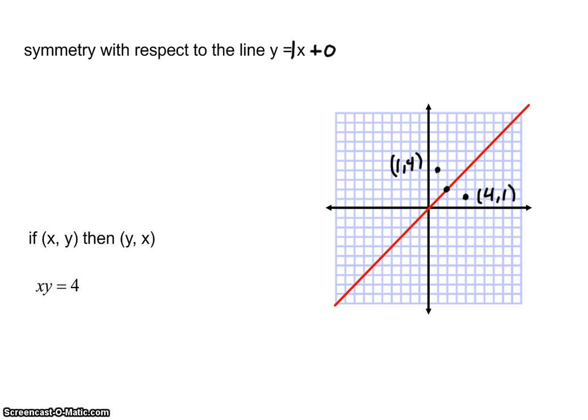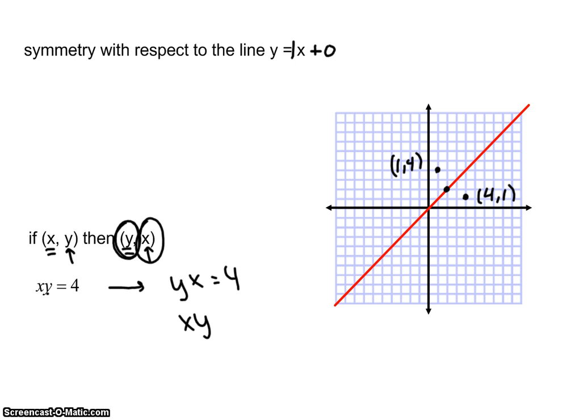Notice what happened. All that changed was that my ordered pairs now have flipped. My x became y, my y became the x. And so that's how we're going to check for symmetry with respect to the line y equals x. So I'm going to replace my x with that x coordinate, y, my y with this y coordinate, x.